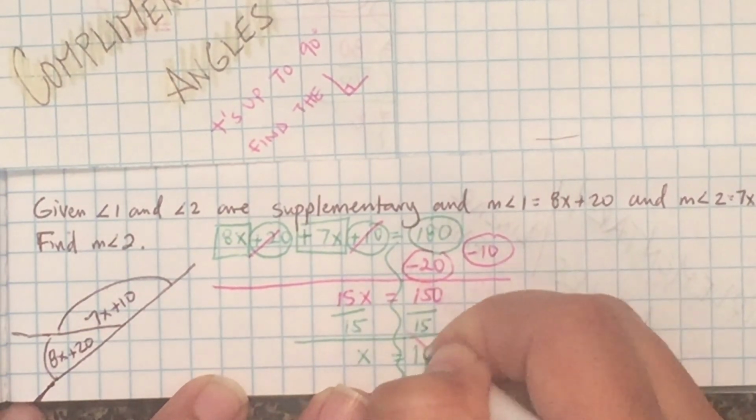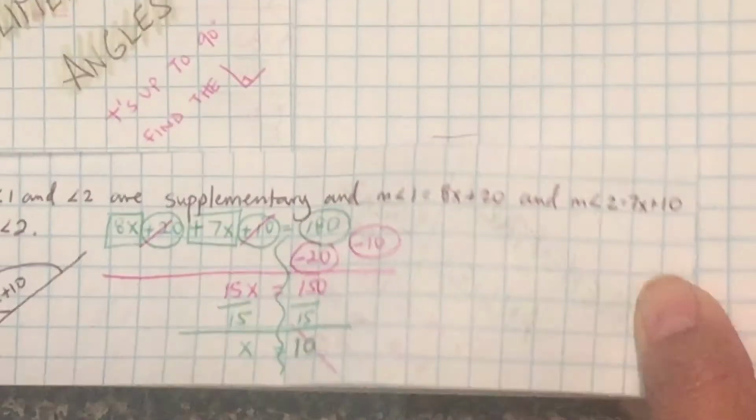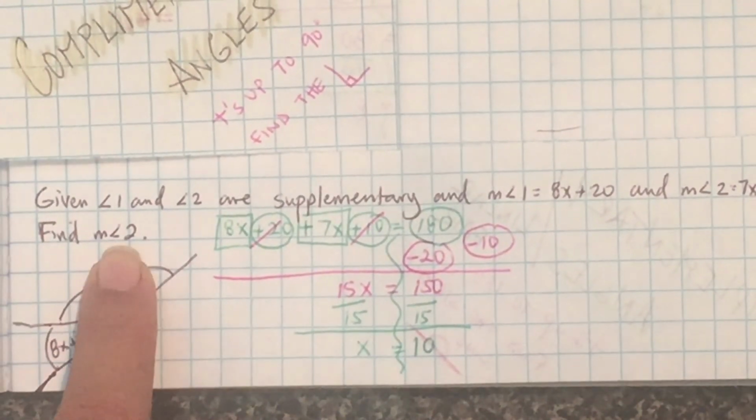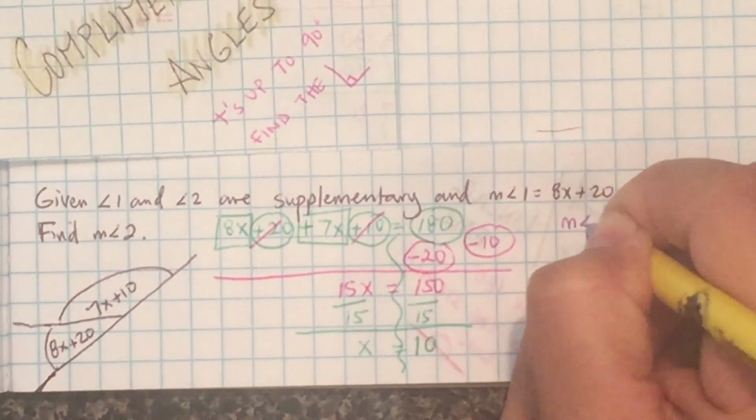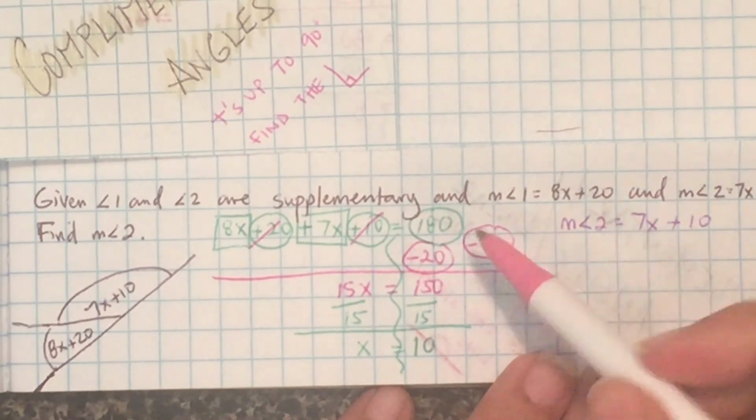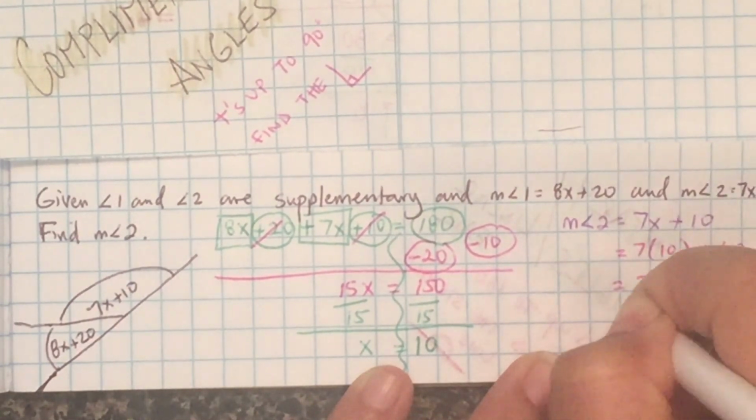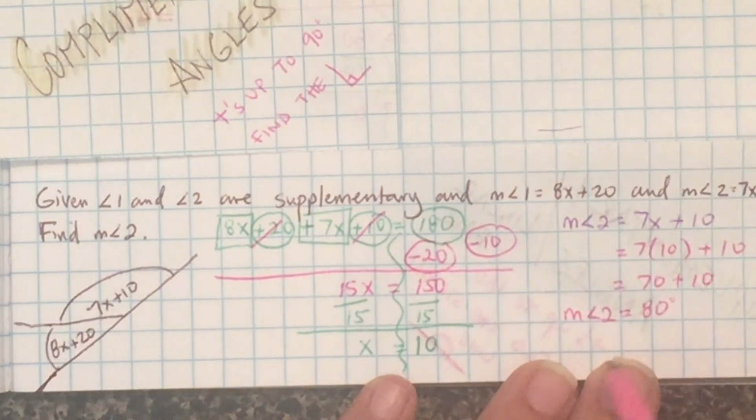Did you answer the question? Are you done? Okay, make sure you answer the question. So let's take a look. What is the question? Find the measure of angle 2. So I'm not done. Okay, so the measure of angle 2 is 7x plus 10. Where I see an x, I'm going to put 10. So it's going to be 7 times 10 plus 10, which is going to be 70 plus 10, so the measure of angle 2 is 80 degrees.